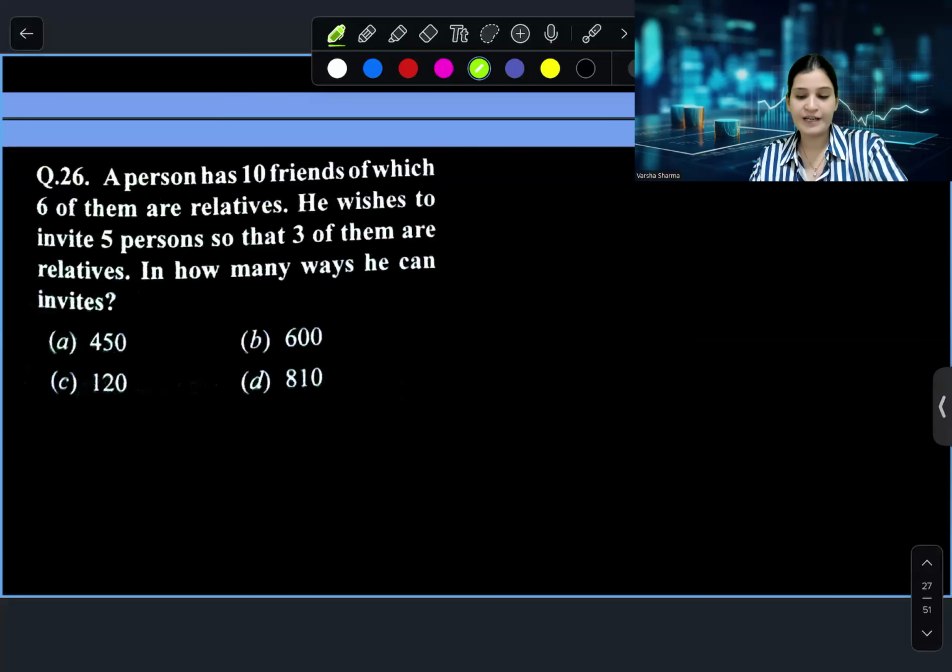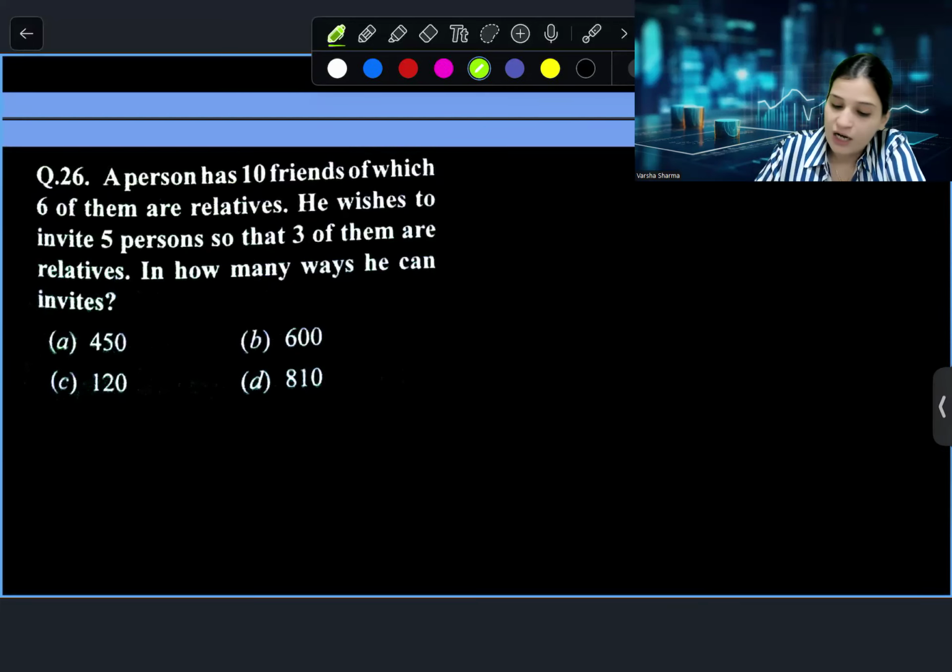A person has 10 friends, of which 6 are relatives. He wishes to invite 5 so that 3 are relatives. So out of 6, invite 3. 6C3. Remaining 4 friends. 4C2. Multiply them. 120.